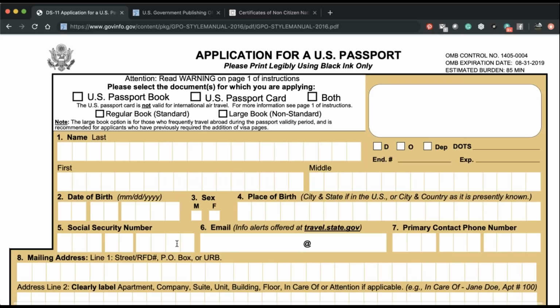But what they do is they'll hand you another piece of paper certifying that you weren't issued a social, and that's the paper that you use. So just be careful.